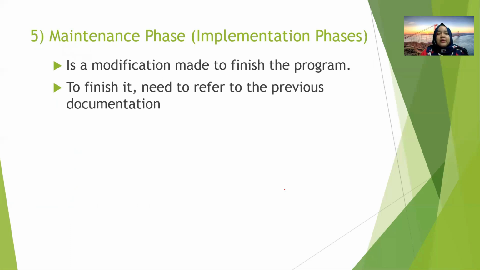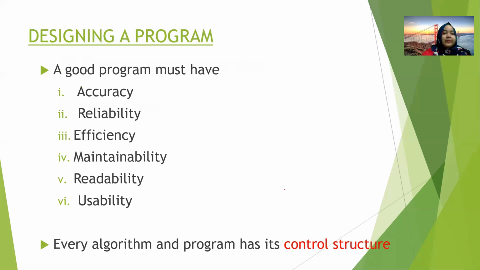Maintenance phase maksudnya is a modification made to finish the program. To finish it, need to refer to the previous documentation. That's why documentation is very important when you do the maintenance phase. Okay. So designing a program, a good program must have accuracy of course lah. Kalau tak accurate tak perlulah awak buat coding. Reliability, boleh dipercayai. Efficiency, cepat. Maintainability, boleh buat maintenance. Readability, orang lain baca coding awak pun dia faham. Usability, boleh diguna pakai.